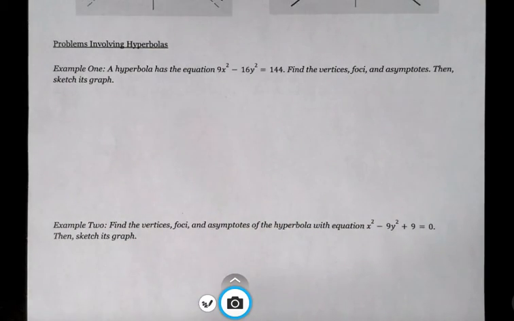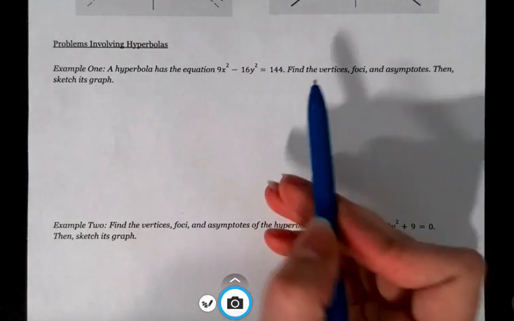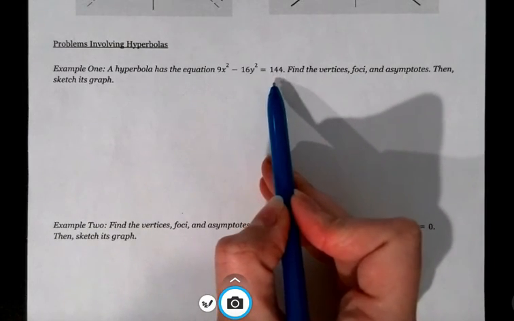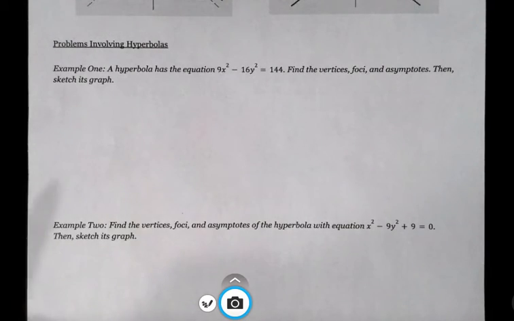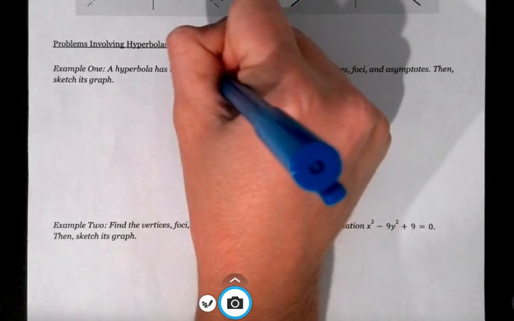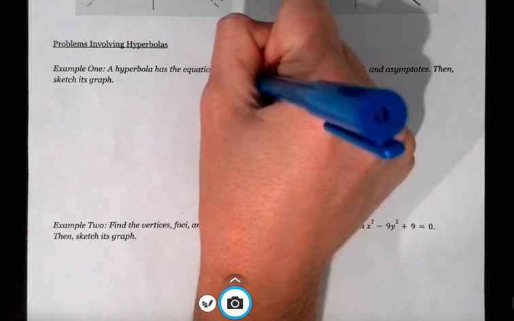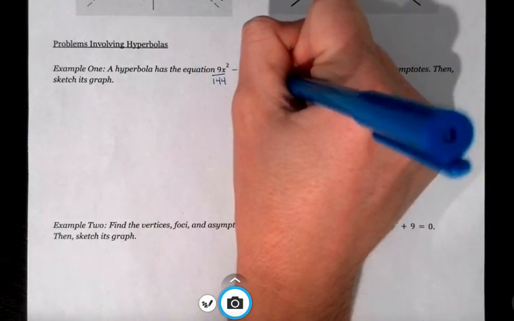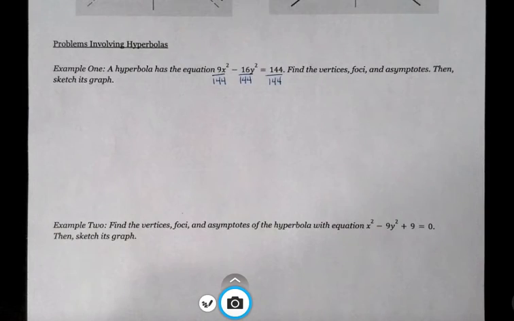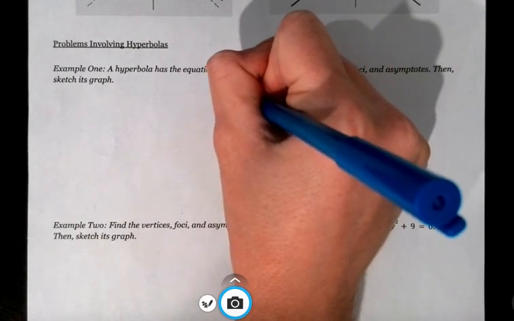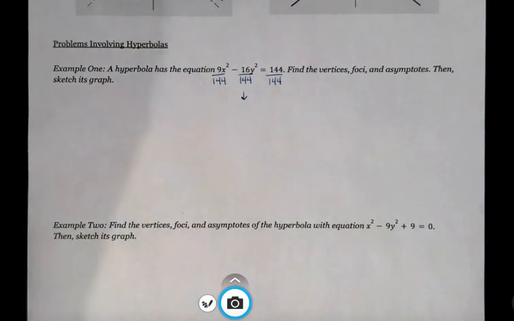So the first thing I notice is in my equation, it does not match a template that is on my formula sheet. Just like with an ellipse, it needs to be equal to 1. And so right now it's equal to 144. So the first thing I'm going to do is divide everything by 144, every single term. So I'm going to go ahead and simplify.